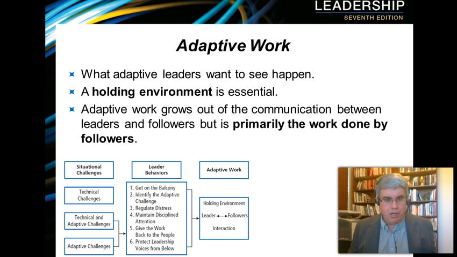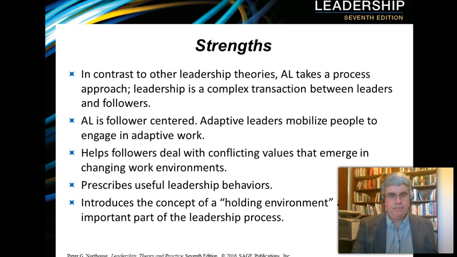This is a smaller version of that model down there. And the holding environment, the safe environment, is absolutely essential. And so the adaptive work grows out of the communication between the leaders and followers, but primarily the work is done by the followers. The leader creates the atmosphere, provides the tools necessary, provides the perspective necessary so that the subordinate can do the work.